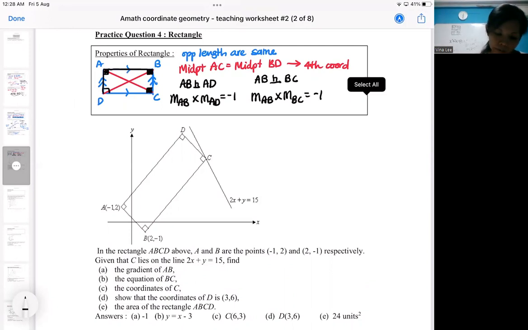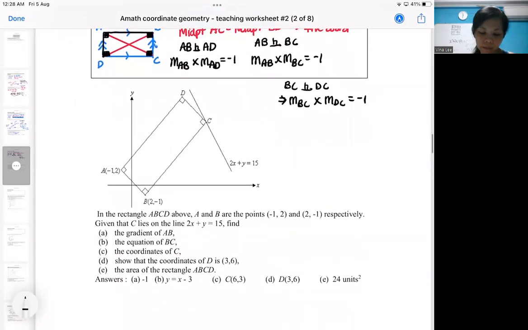So for this one, BC is perpendicular to DC. So the product of the gradients will be equal to -1. Last corner, same thing, you can try it out. So each 90 degree corner enables you to use the perpendicular gradient formula. So there's a lot of chance that you might be using it in this question.